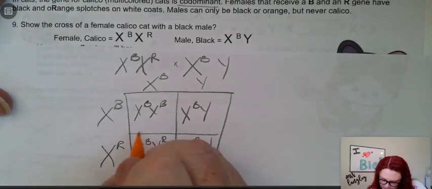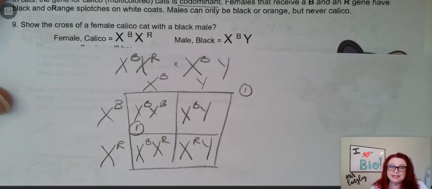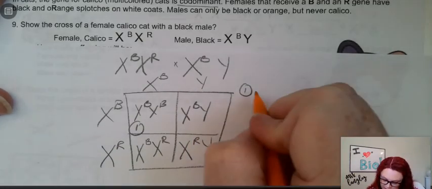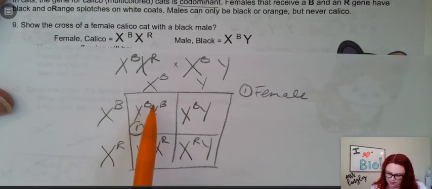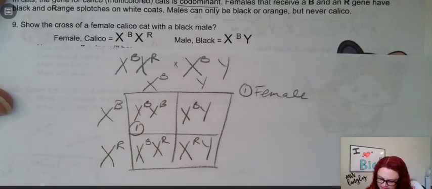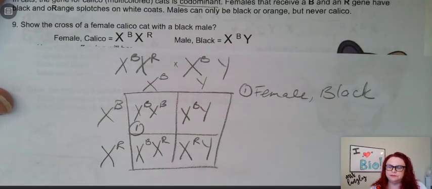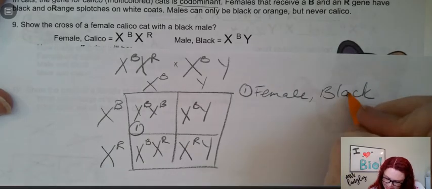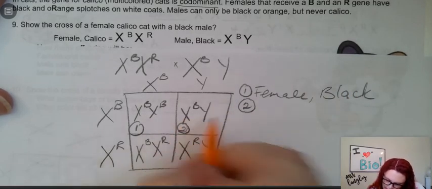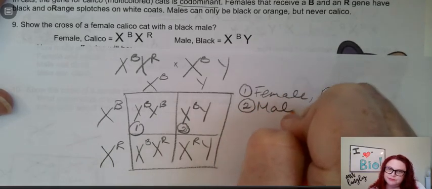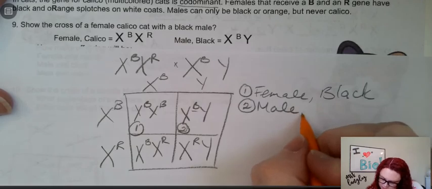Okay, if this is box 1, box 1 has 2 X's. That means this is female, and it has a black and a black. That means it's black. Make sure you can see that that's an A. So for our second box, we have an X and a Y. That means male. And we have a B, so that means this one is black.